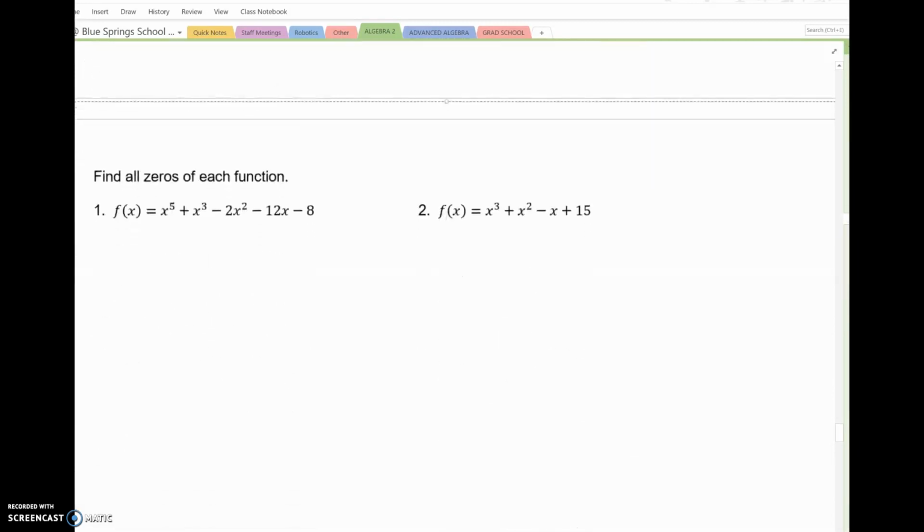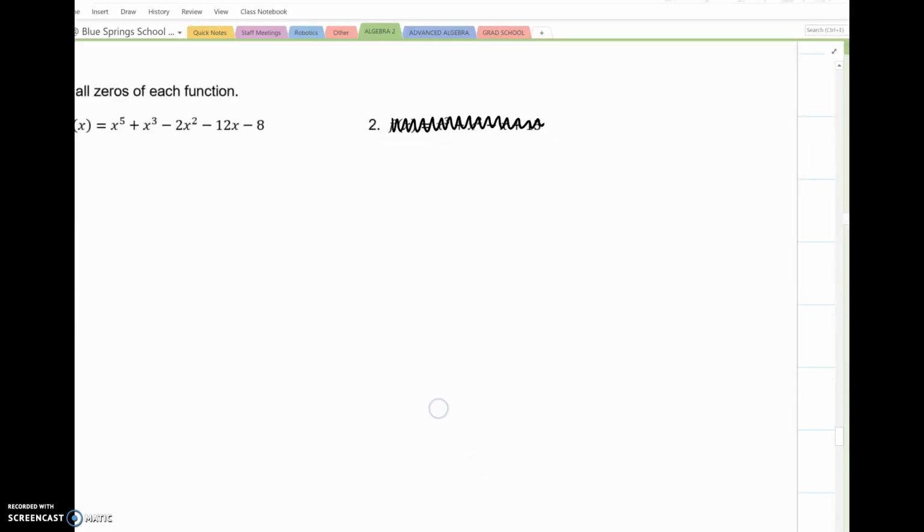We're actually going to scratch out example 2 and write a different problem in its place. So the one we're actually going to do is f of x equals x to the 4th plus 5x to the 3rd plus 10x squared plus 20x plus 24.